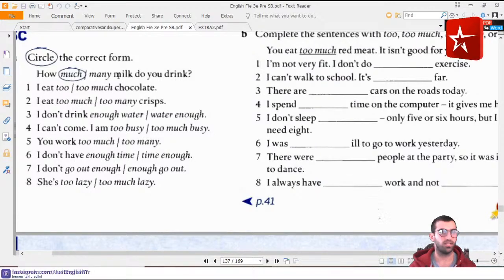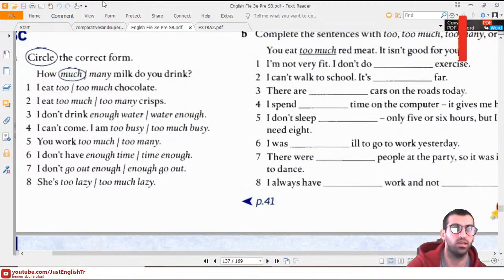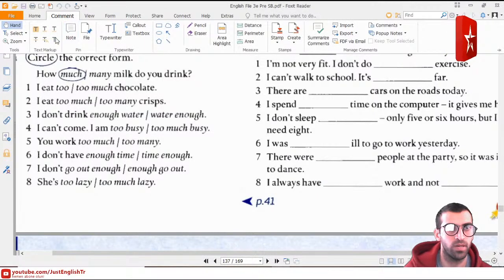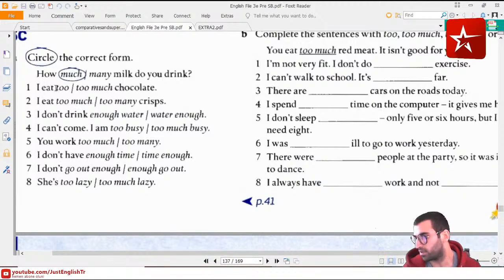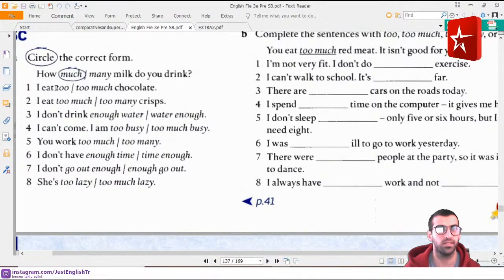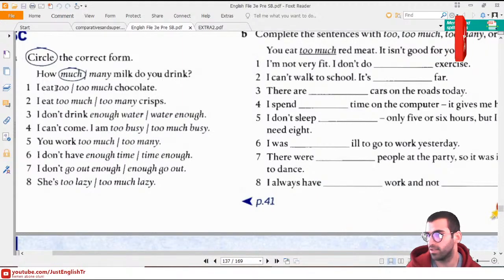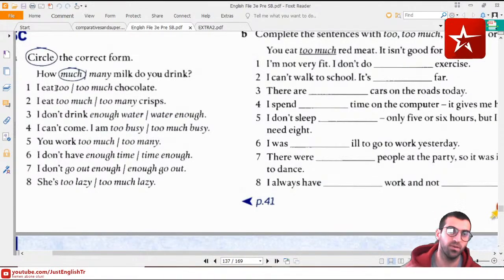Number 1, I eat too or too much chocolate. Which one is correct? Can you let me know which one is correct? Too or too much? Alia says, I eat too much chocolate. Chocolate is a noun. Which one should we use for number 1? Halil Özan says too. Halil, we use too before adjectives, but chocolate is a noun. So that's why we have to use too much.